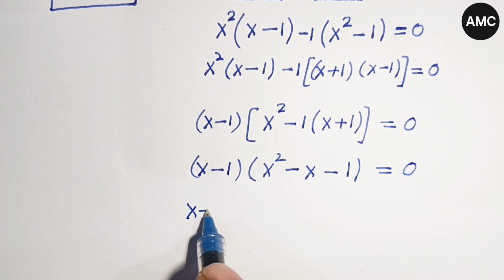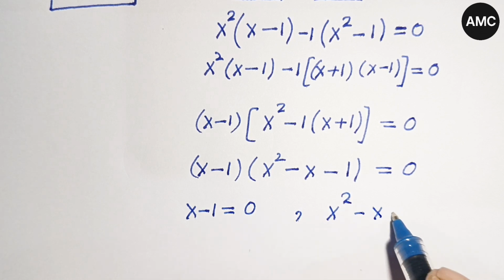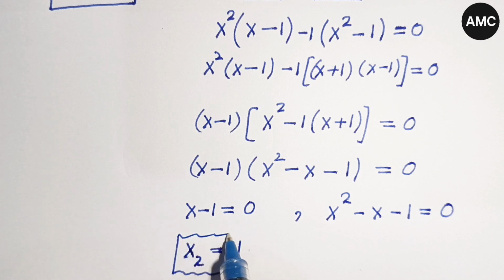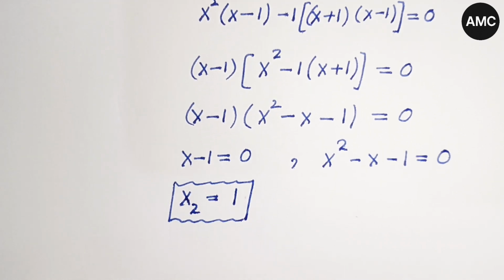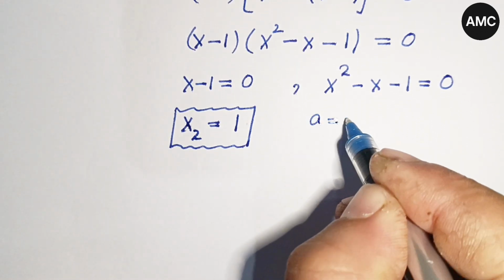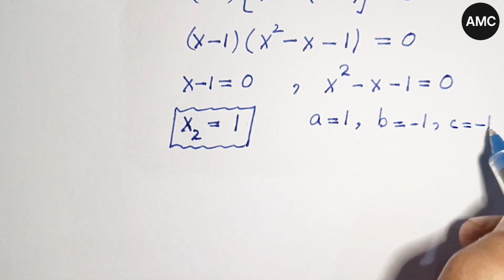So x − 1 is equal to 0, or x squared − x − 1 is equal to 0. So here x is equal to, −1 will be +1, it is our value of x2, so x2 is equal to 1. Here we get our second value of x. So it is a quadratic equation, and as it is not factorable, we have to solve it using the quadratic formula. For this purpose, the value of a is 1, b is −1, and c is also −1.